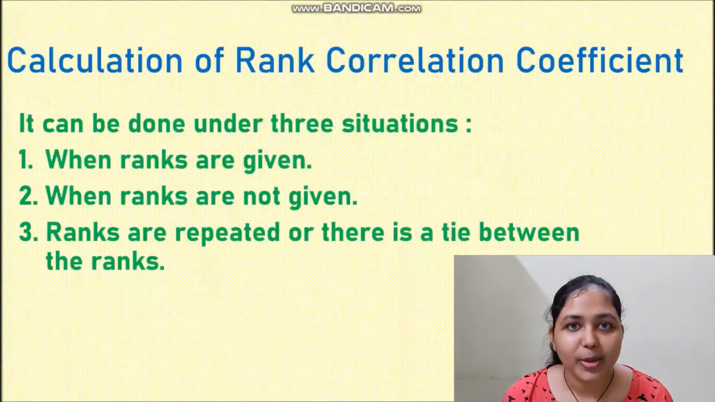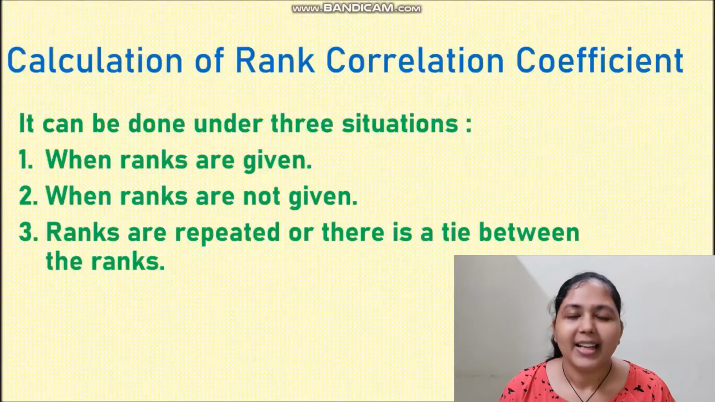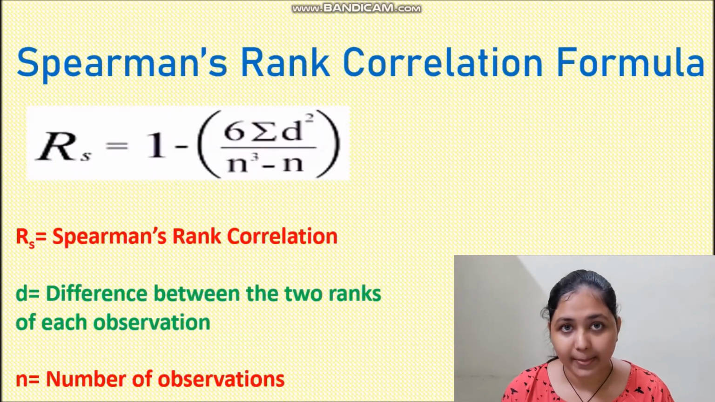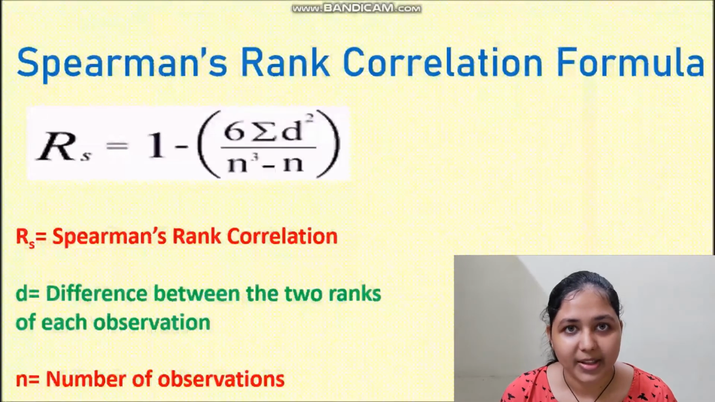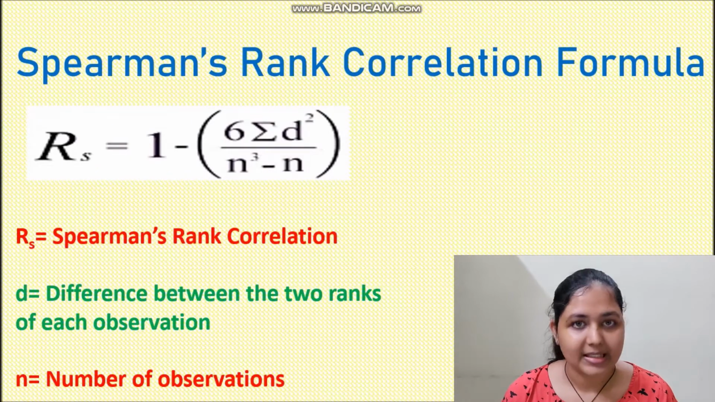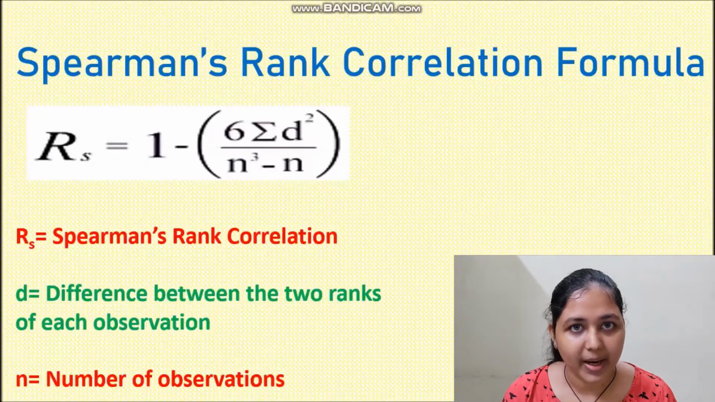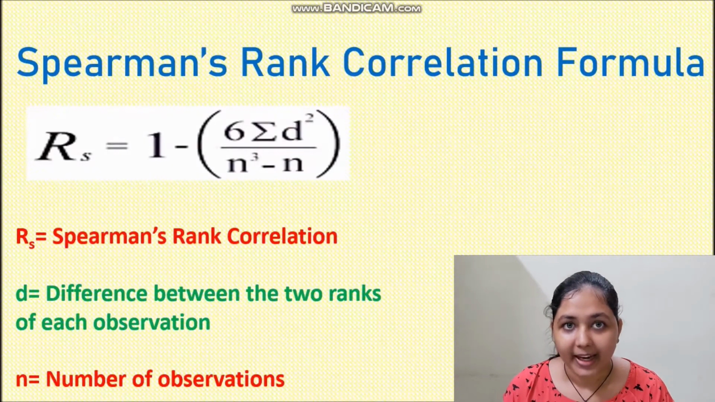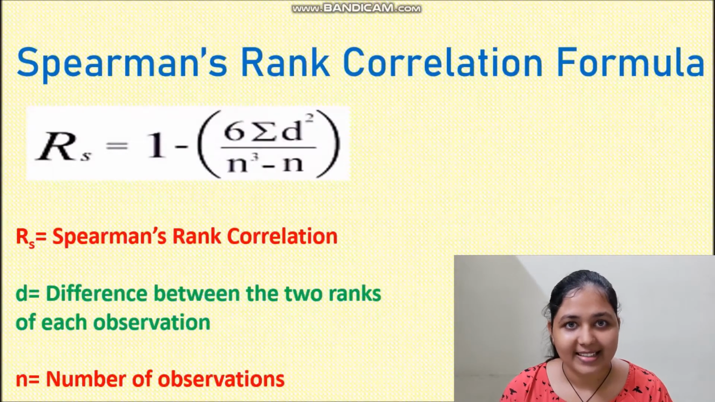So before we move on to the example, let us again have a look at the formula. So here's the formula. It is the same one as we saw in the last video. That is 1 minus 6 summation d square divided by n cube minus n, right? So now let us look at the example.